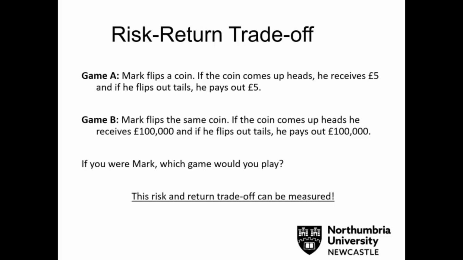What about game B? Same coin. But this time, if we flip it, if it's heads, you get £100,000. If it's tails, you give me £100,000. Which one are you more likely to play? Think about the risk-reward trade-off. And that's where we'll conclude this part.